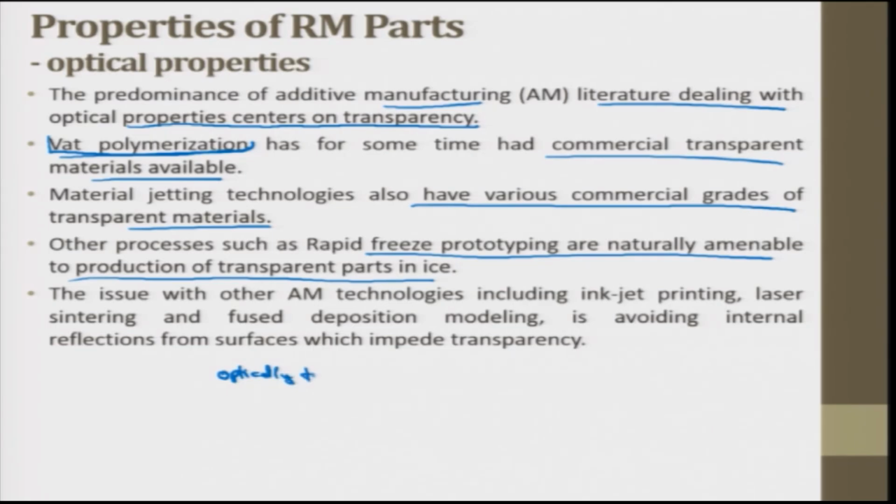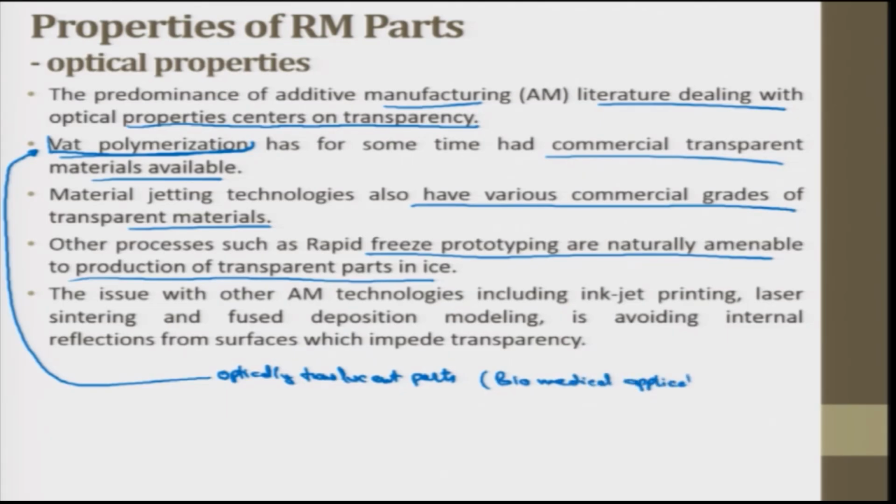Optically translucent parts which are made using vat polymerization are being used in biomedical applications because of their optical features. The issue with other additive manufacturing technologies, including inkjet printing, laser sintering and fused deposition modeling, is avoiding internal reflections from the surfaces which impede transparency.